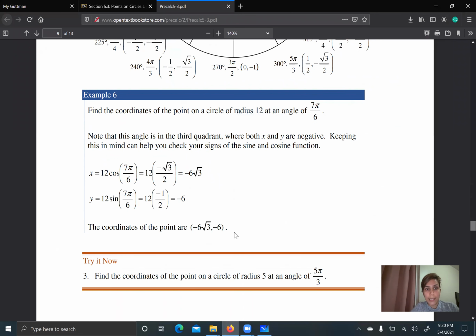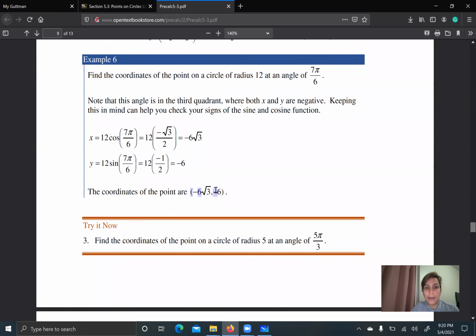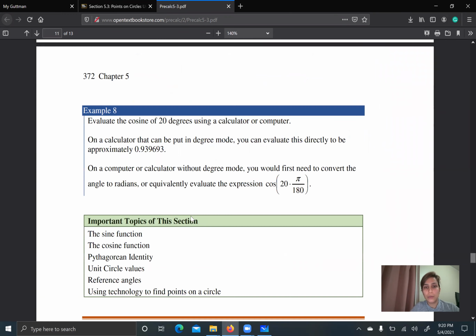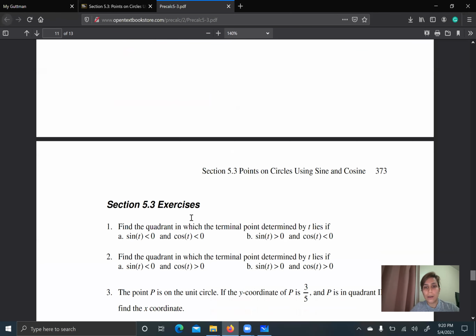So as you can see, the x coordinate and y coordinate are 12 times the cosine and sine of the reference angle, which you saw was pi over 6. And here we have the coordinates for this angle. So I think that's enough for our practice, and now you should be able to do the exercises of this section.